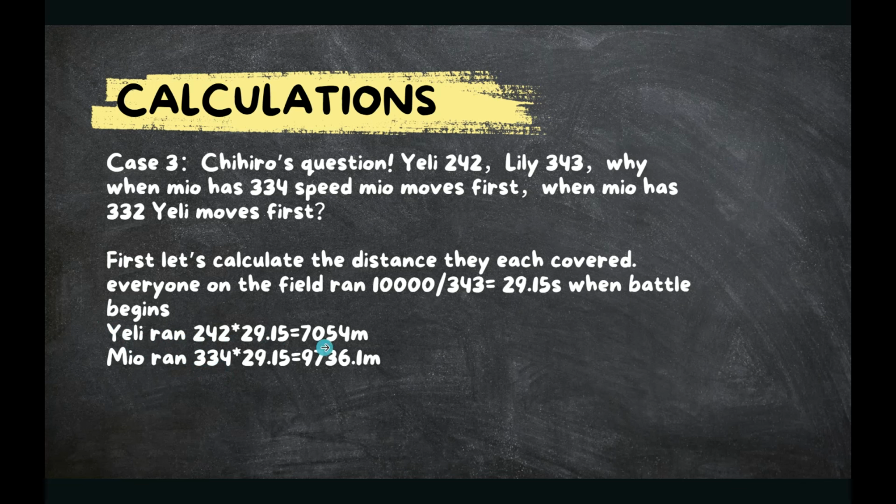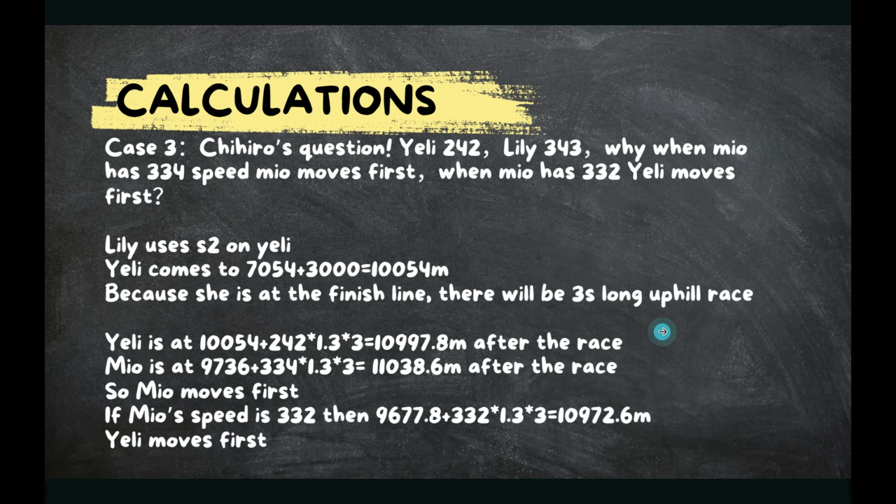Yeli is at 7,054 meter and Mew is at 9,736 meter. Okay. So what happened next is Lily used S2 on Yeli and gave her 3,000 meter boost, right? So Yeli's position becomes 10,054 meter.